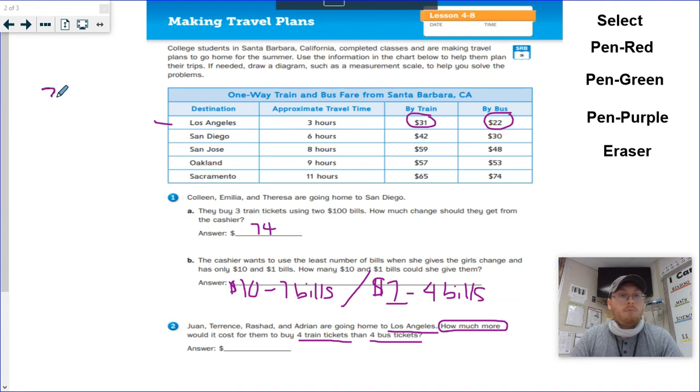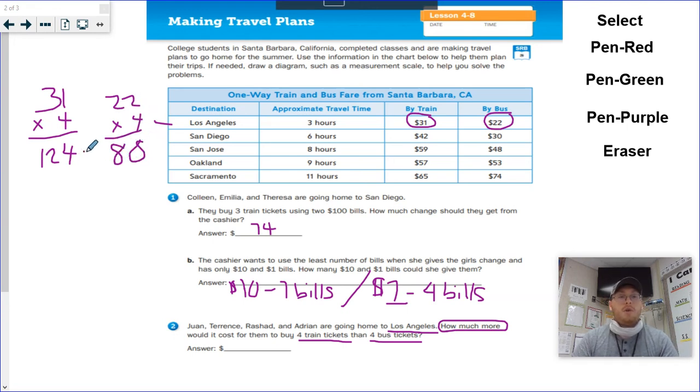So 31, and I'm actually not going to do repeated addition. I'm just going to do multiplication because it's just faster for me to do that. So 4 times 1 is 4. 4 times 3 is 12. Then 22 times 4. 4 times 2 is 8. 4 times 2 is 8.